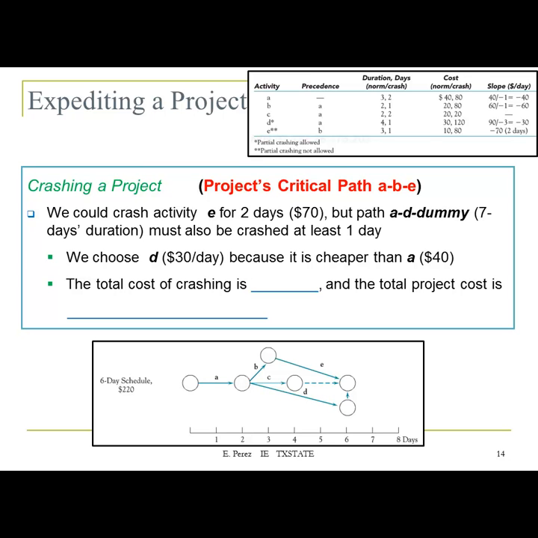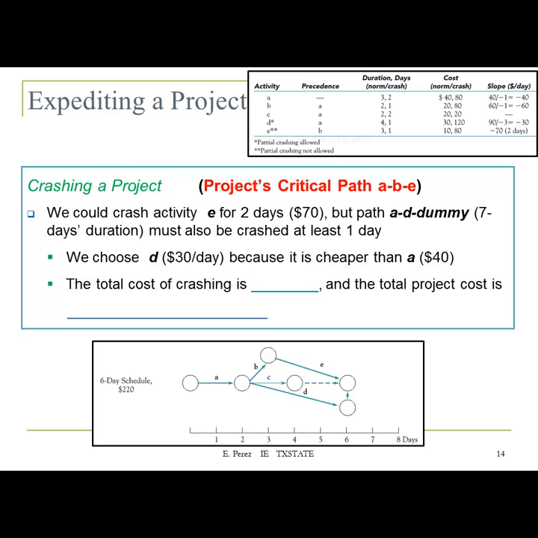We can crash activity E for 2 days. That will cost you $70, which is this activity here. But path A, B, dummy will have a 7 day duration, so it must also be crashed by at least 1 day. So if you crash the critical path using activity E, then that will make this path A, D, dummy the critical path, and that will give you a total duration of 7 days.